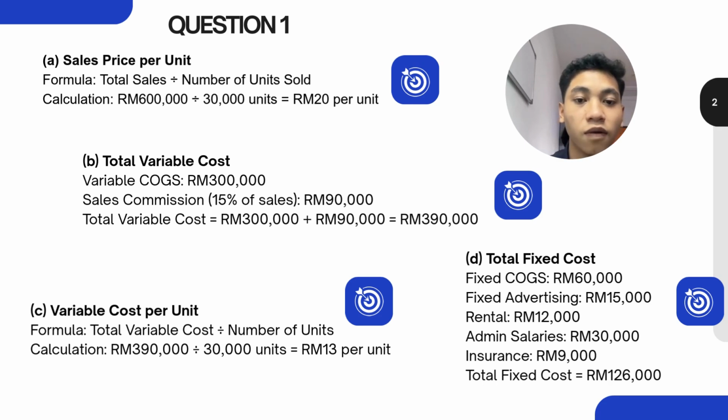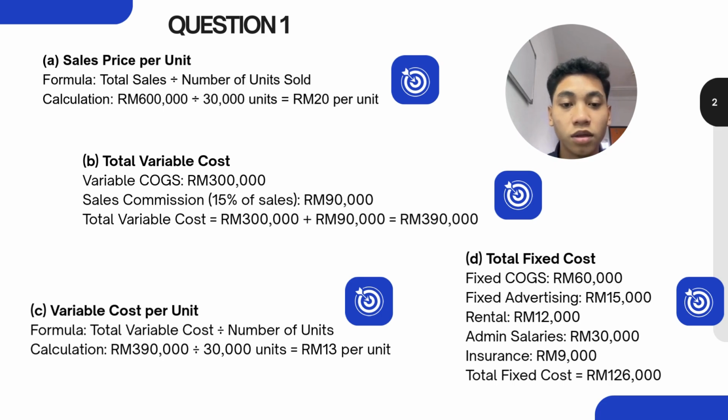Total variable cost consists of variable cost of goods sold amounting to 300,000 ringgit and sales commission charged at 15% of total sales, which is 90,000 ringgit. And the total variable cost is 390,000 ringgit. And we go to the variable cost per unit. The total variable cost of 390,000 ringgit is divided by 30,000 units sold. As a result, the variable cost per unit is 13 ringgit per unit.